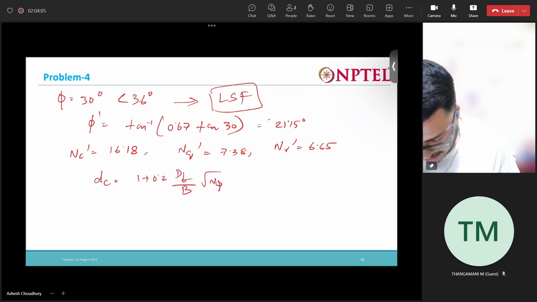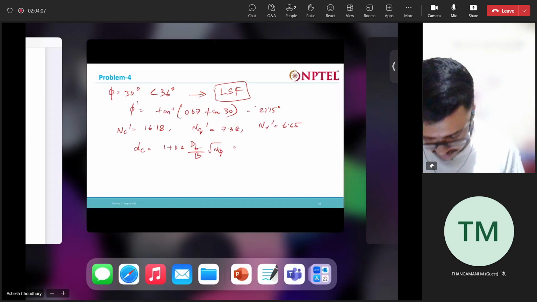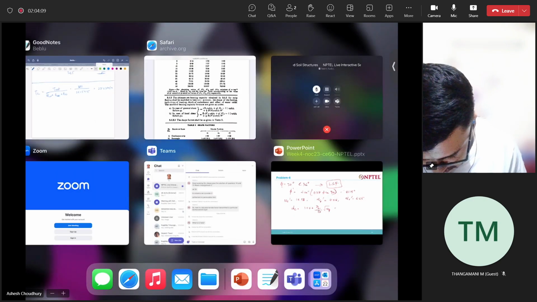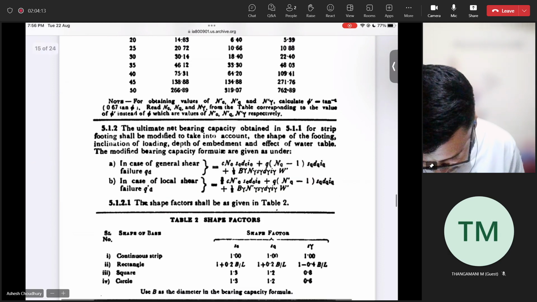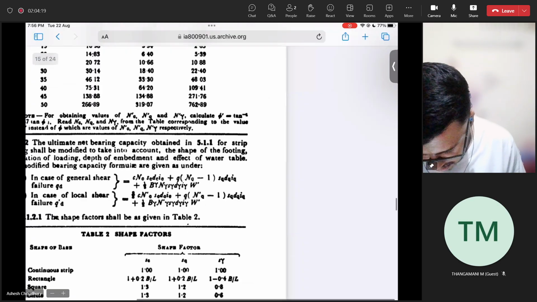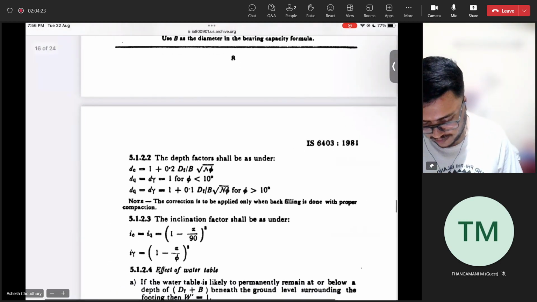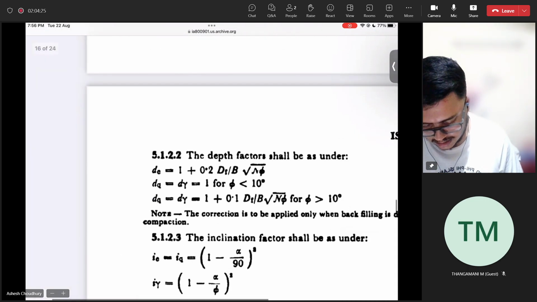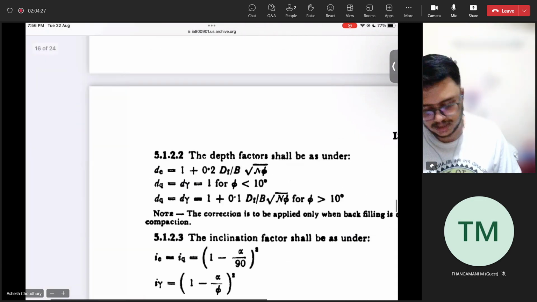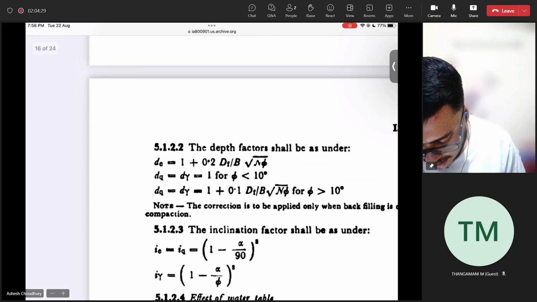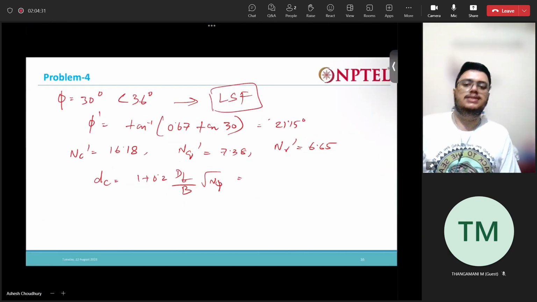Dc is 1 plus 0.2 Df by B root N phi. Where is it? Here, right? Dq and D gamma are 1 plus 0.2 Df by B root N phi, for phi greater than 10 degrees. But what is our depth of foundation in this case?